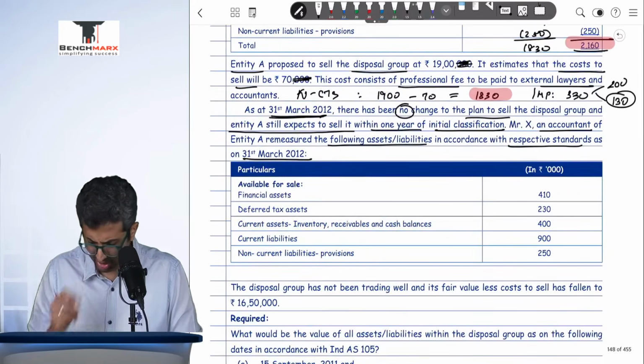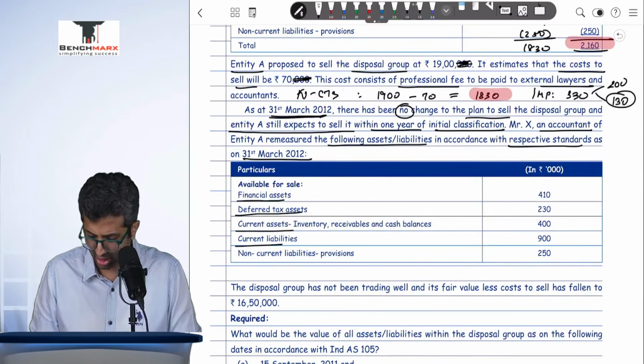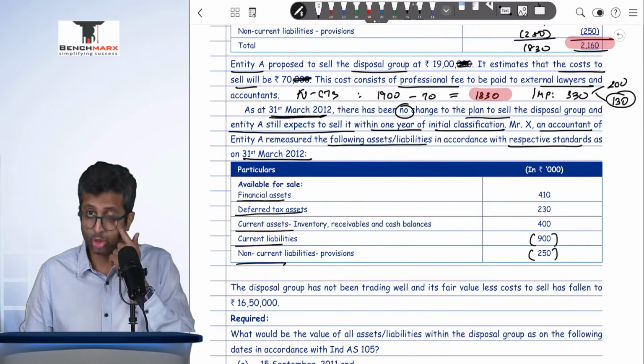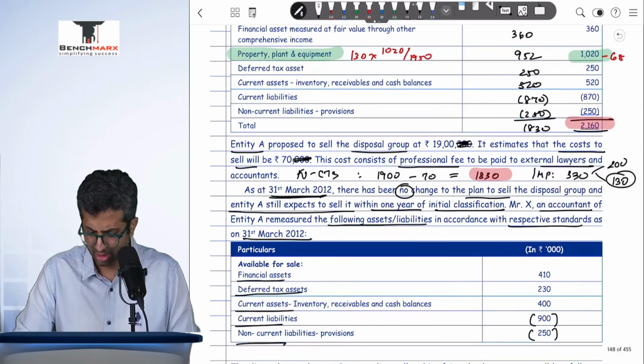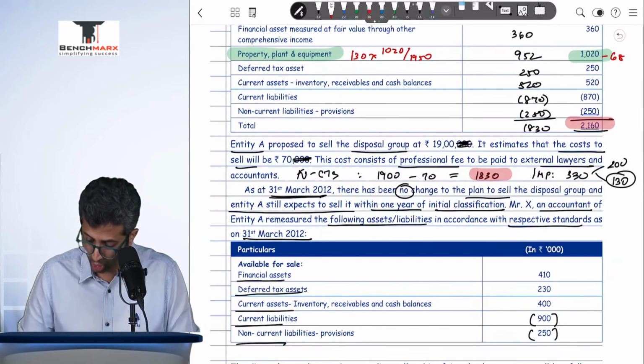Now on 31st March, they have given you data regarding financial assets, deferred tax assets, current liabilities and non-current liabilities, but they have not given you data regarding goodwill, intangibles and PP. But can I say they will remain the same? Yes sir. Will there be any depreciation? No. So over here to this you will add intangibles, to this you will add PP.